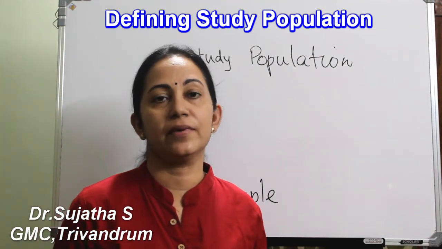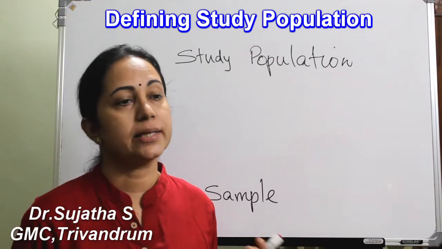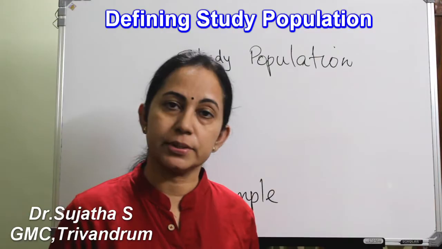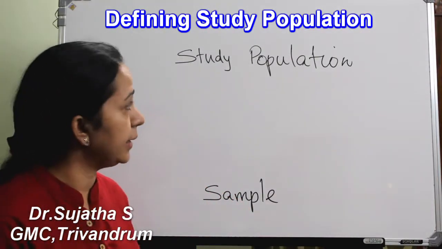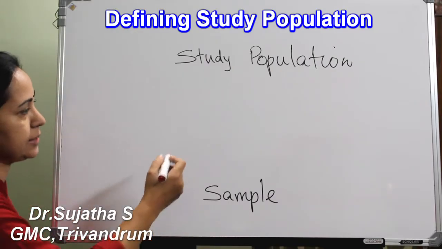The previous two classes were on study population and how to derive a sample. I explained about sampling methods and also sample size calculation. Actually, there is a very good link, there should be a good link between the study population and the sample.